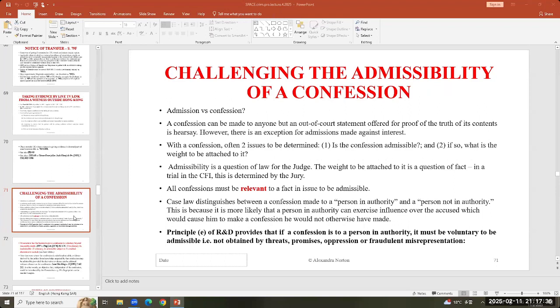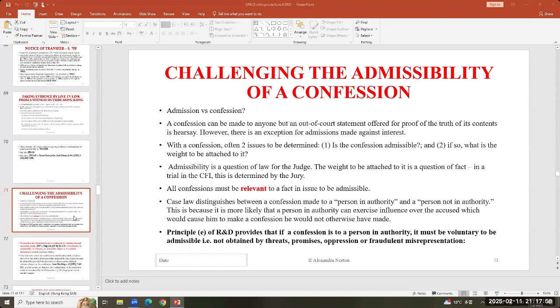Okay. So let's move on to the admissibility of a confession. And I'll get out ice pack number 3. All right, so hugely important topic, frequently comes up in the exam.